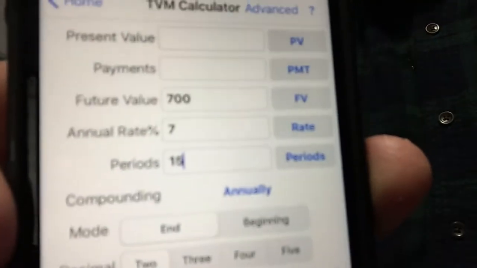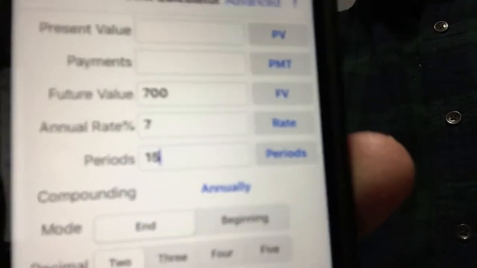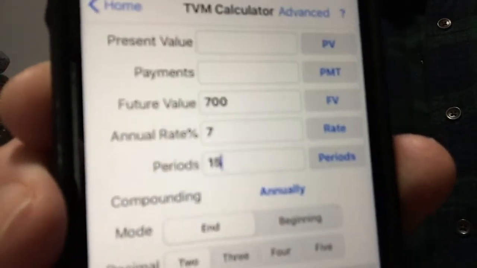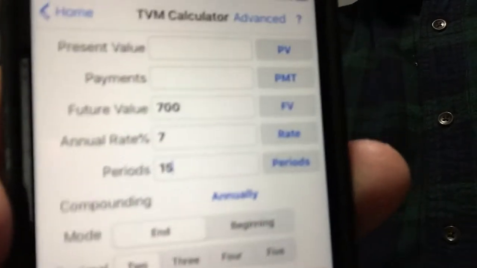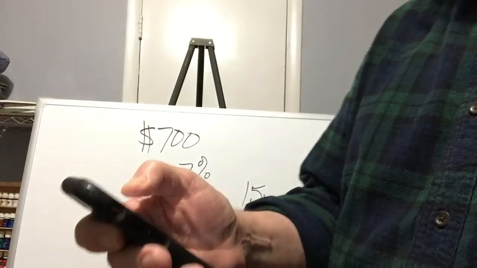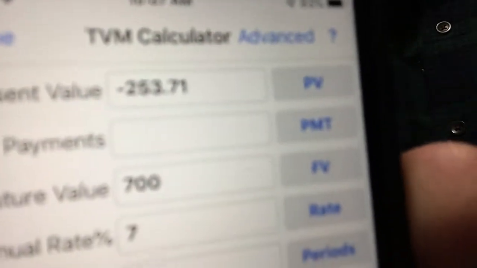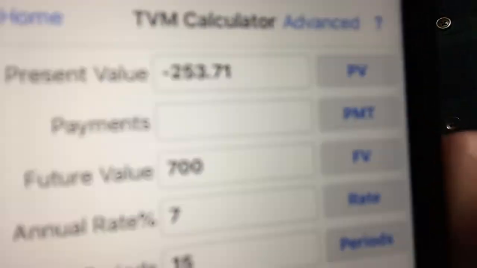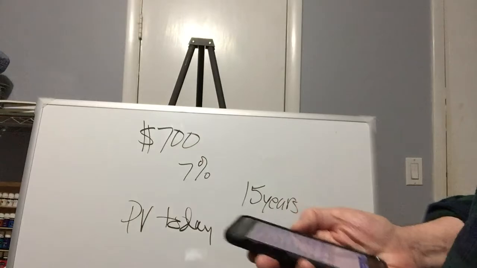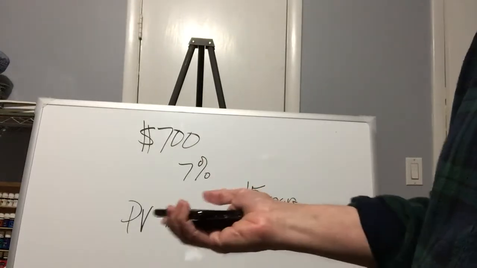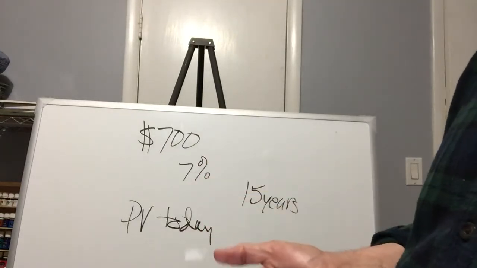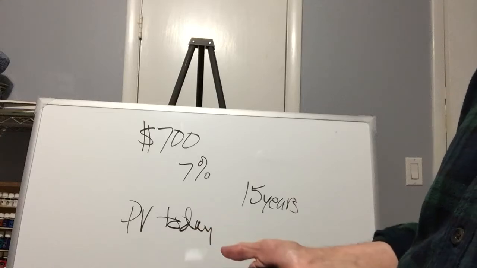So now the data that I put in is this, and it's annual again, and I want to know what $700 that's going to come to me in 15 years is worth today to me at 7%. So I hit present value, and I get back $253.71. I guess you can see that. So those are the two elementary problems that you can do.